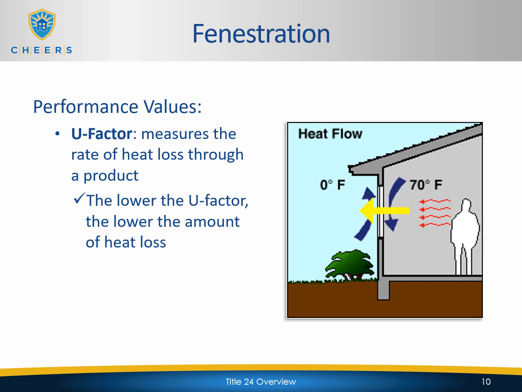So the U factor measures the rate of heat loss through a product. So the lower the U factor, the lower the amount of heat loss. So basically, it's the insulating property of that particular window. So when you have a window in a wall, you basically have a very big hole in your insulation or your thermal boundary that we talked about earlier, right? So the U factor measures how well that particular glass pane can stop heat from being lost. Heat loss, exactly. So the lower, the more efficient.